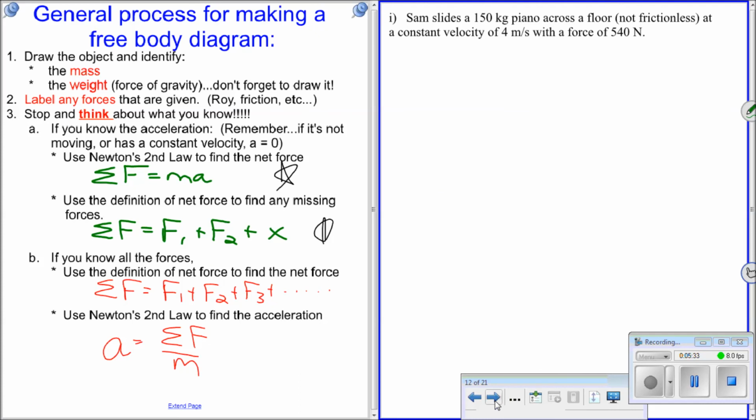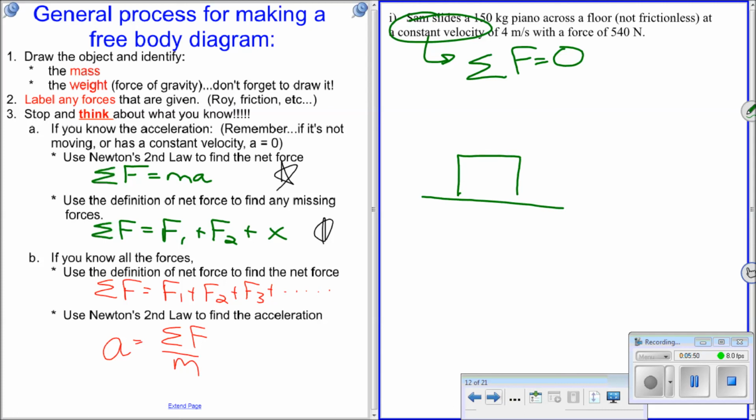All right, this last one is basically more of the same thing. The big thing to notice on this one, I'm going to skip it because I'm already way over my time limit. But here we're going at a constant velocity. Remember, that's just a fancy way of telling you that your net force is 0. Okay, so if you finish this one, here's what you end up with. You can try this one on your own.